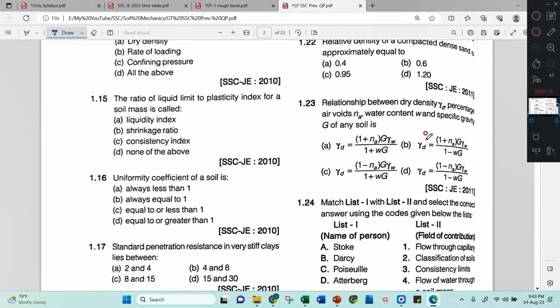This one, answer. Which equation is correct? Relation between the gamma d, percentage air voids, water content and specific gravity. 1 minus na, this is plus, therefore cancel. 1 plus na, cancel. 1 minus na G gamma w divided by 1 plus wG. 1 minus na G gamma w, 1 minus is there here, therefore cancel. C is the correct answer.